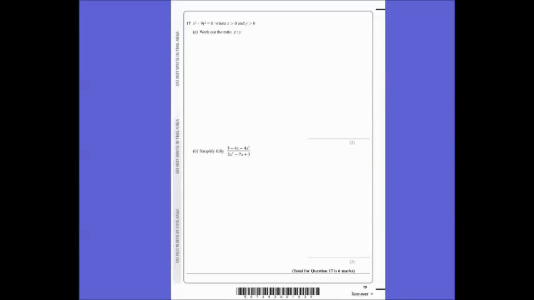Question 17. It says x squared minus 9y squared equals 0, where x is greater than 0 and y is greater than 0. Work out the ratio of x to y. Well, if I rearrange this then, we would have x squared is equal to 9y squared, and if we square root both sides, we would have x is equal to 3 lots of y. So to get to x, you have to multiply y by 3. That means that x must be 3 times bigger.